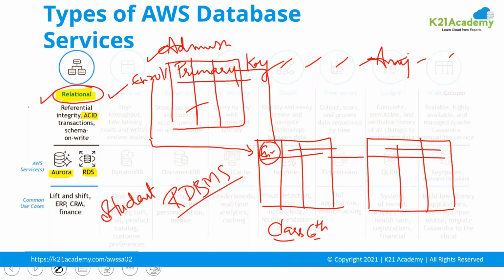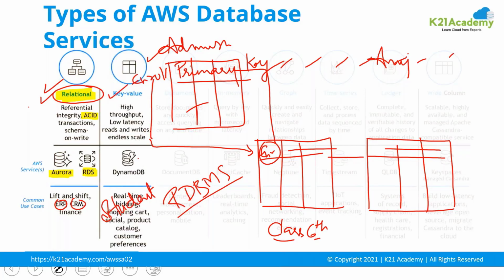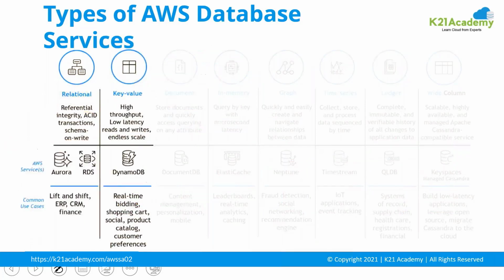So if you have any requirement where you want an ERP or CRM kind of database, the traditional database where strict tables and strict structures are there, then you make use of these relational database services offered to us by Amazon in the form of RDS, that is Relational Database Service, and Aurora. We will be going into the details of what RDS is, what Aurora is, everything. We will be going into those details.